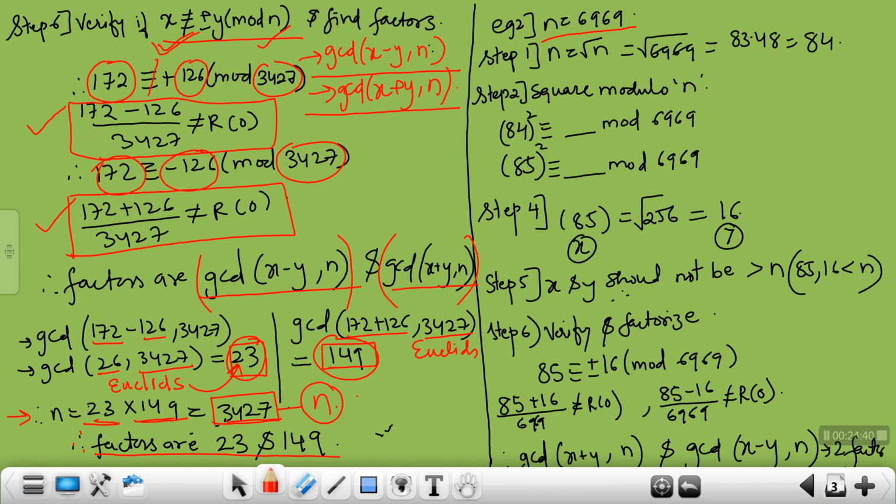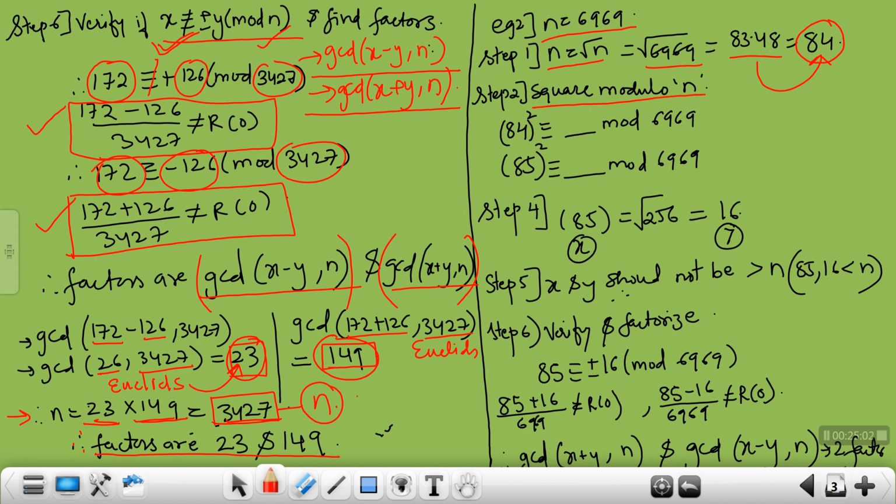So step number 1 is what? You need to find the square root of n. When I find the square root of n, it gives me 83.488, so I directly round it up to 84. I don't see what digits are there after the decimal. The moment I get a decimal and digits after it, I directly move to the next number, that is 84. Now I have to calculate the square modulo n.